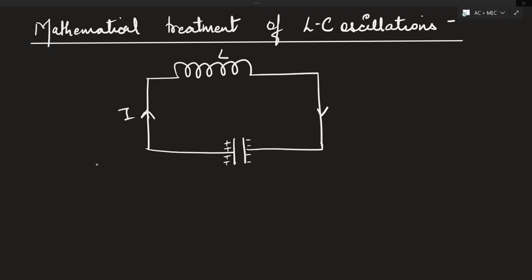See, mathematical treatment of oscillation means what's the formula for it. It can be asked to you to show that when a capacitor is discharged through an inductor, it is oscillatory or harmonic. To find its frequency, that can also be asked. The frequency of LC oscillation is the same as that you have studied in the case of resonance.